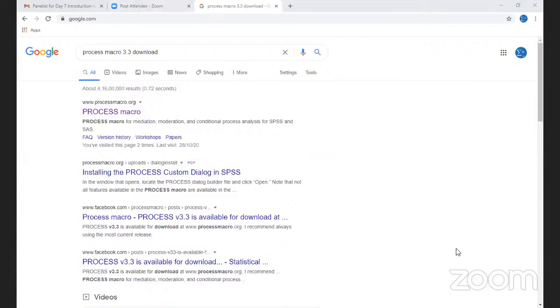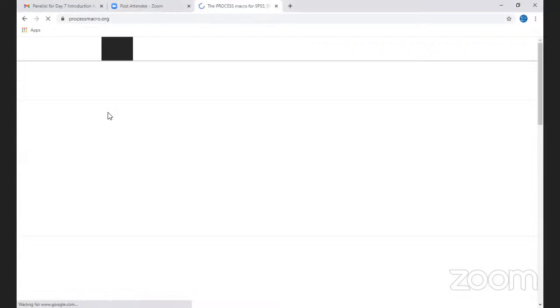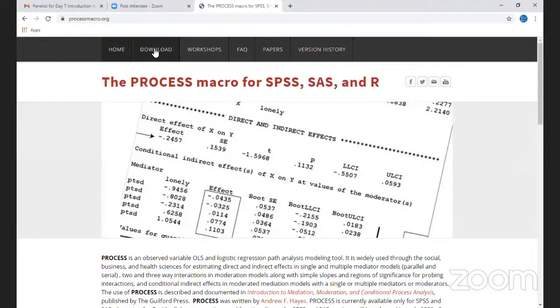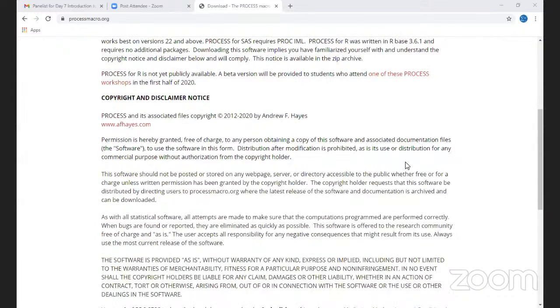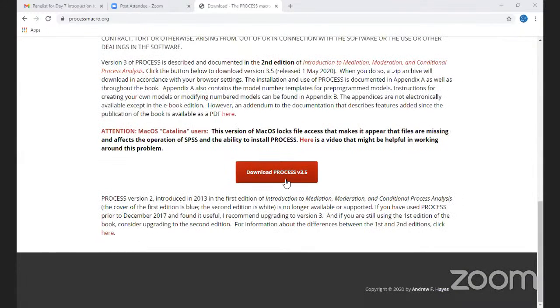Okay. So how to download the PROCESS macro? This is the site, the PROCESS macro, and then we go here to download. You can see here "Download PROCESS 3.5." Okay, you just click it.